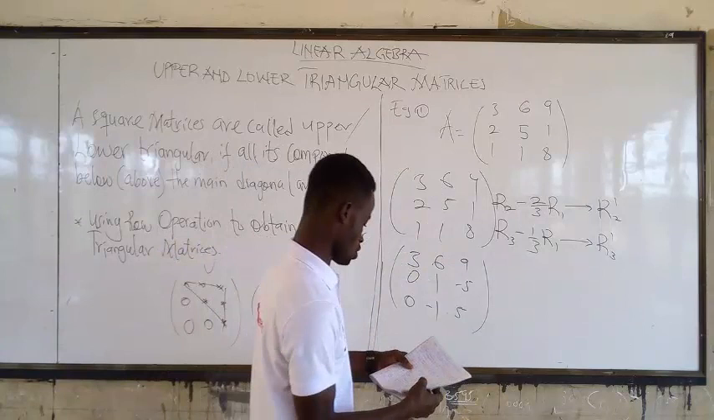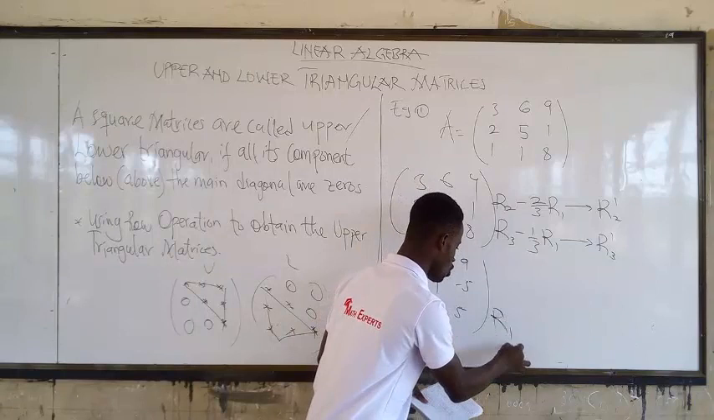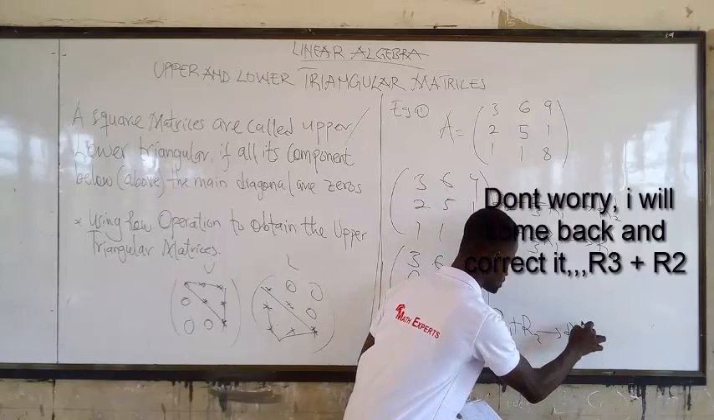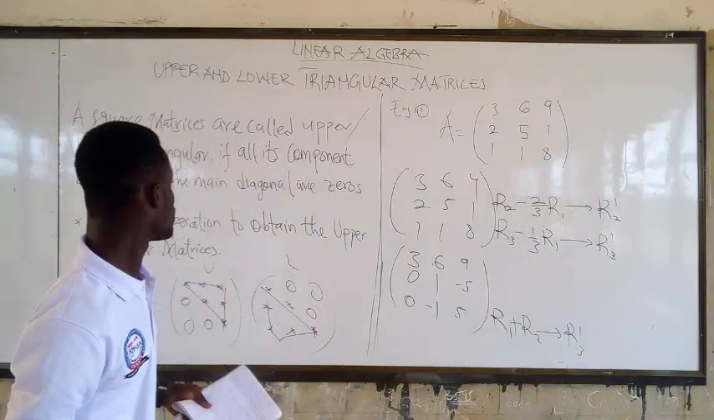Beautiful. So let's go. So here, we can take row 1 and add it to our row 2 to achieve new row 3. Beautiful. Alright, so now let's move on.